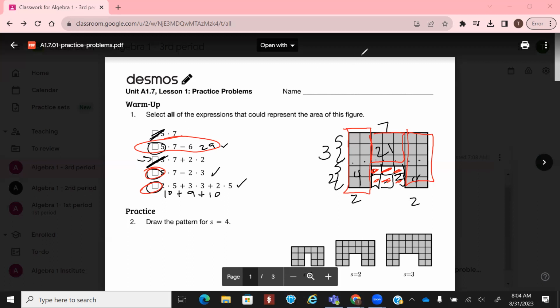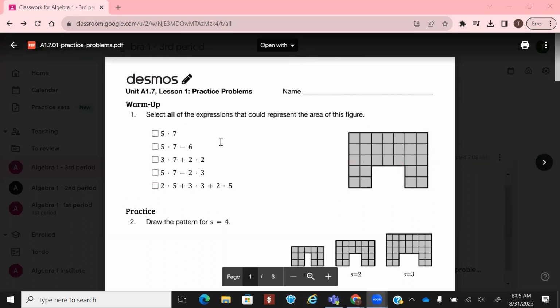There's always a question on your final or on your EOC that literally does this. It's like select all that makes sense for this process. Okay. Let's go ahead and look at the next one.